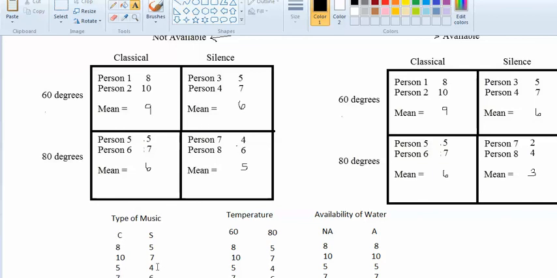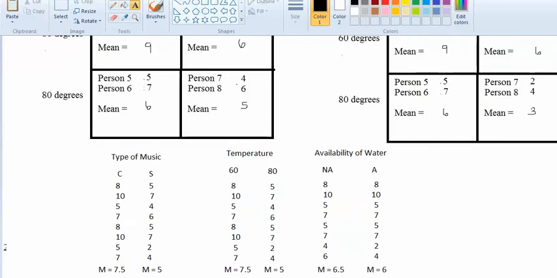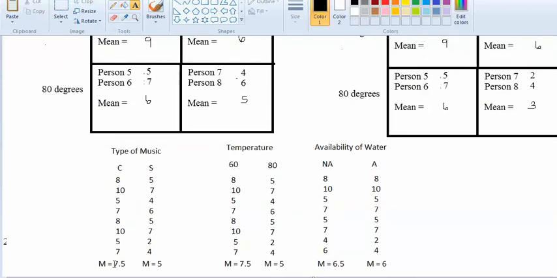For silence, I took the 8 recall scores from people who listened to silence, which were 5, 7, 4, 6 over here, and 5, 7, 2, 4. Those were the 8 numbers. Then I calculated the average recall score of all 8 people who listened to classical music. I took these 8 numbers and added them and divided by 8, and I got this average. I took the 8 recall scores for all people who listened to silence. I added them and divided by 8, and I got the average for the silence condition.